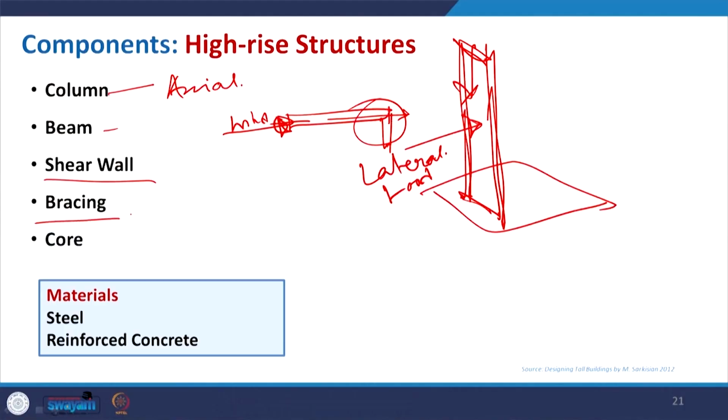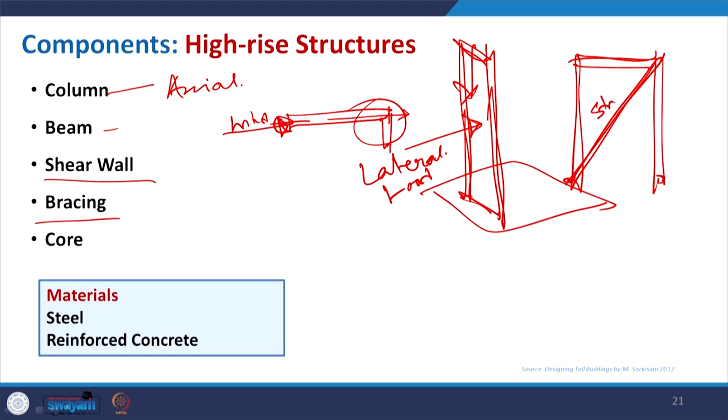Then bracing we have discussed many a time. When you have a frame, in order to give more stiffness or rigidity, we just connect it with a diagonal strut or member, which is called bracing. So, that can be irregular, that can be symmetrical, that can be both ways.